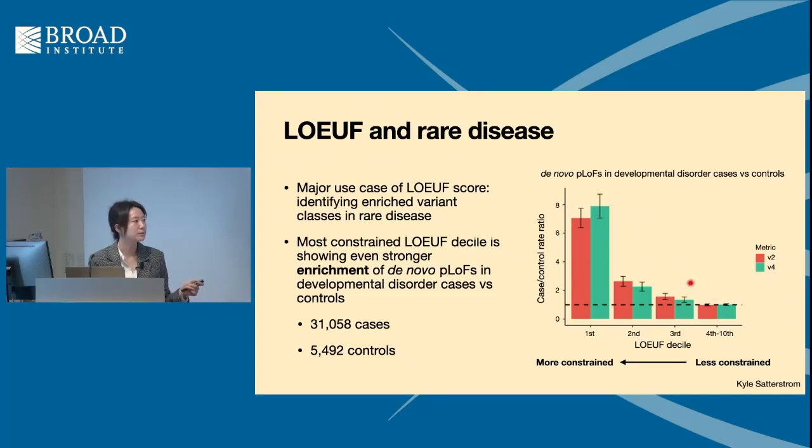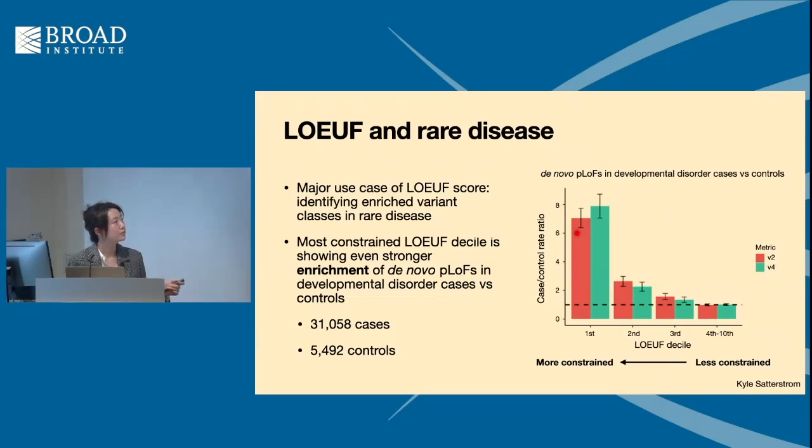There are 2 bars on this plot. The pinkish reddish bar is indicating the LUF score from V2, and this teal color is the LUF score for V4. You can see that the most constrained LUF bin is showing a strong enrichment of de novo predicted loss of functions in cases versus controls.